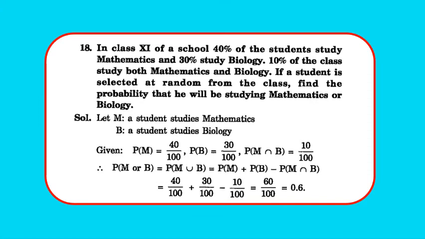Now let M be the case that a student studies maths, and B the case that the student studies bio. So P(M) is 40%, that is 40 upon 100. P(B) is 30%, that is 30 upon 100. And P(M intersection B) is 10 upon 100. Now P(M or B), we need to find that. So using P(M union B) equals P(M) plus P(B) minus P(M intersection B), we get 40 upon 100 plus 30 upon 100 minus 10 upon 100, which is equal to 60 upon 100. That is, the probability that the student will be studying maths or bio is 0.6. Done? So pause and note down the solution.